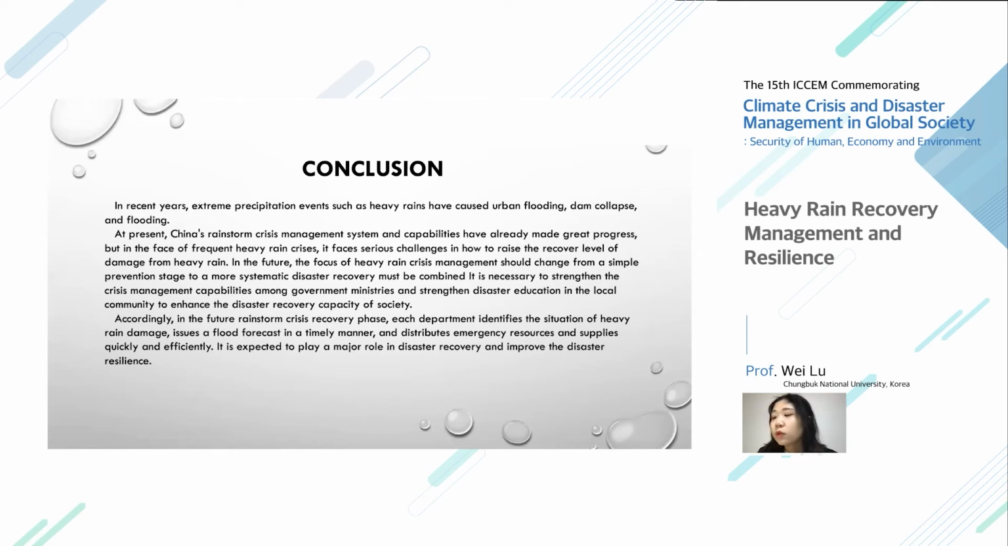Accordingly, in the future rainstorm crisis recovery phase, each department assesses the situation of heavy rain damage, issues a flood forecast in a timely manner, and distributes emergency resources and supplies quickly and efficiently. It is expected to play a major role in disaster recovery and improve the disaster resilience.